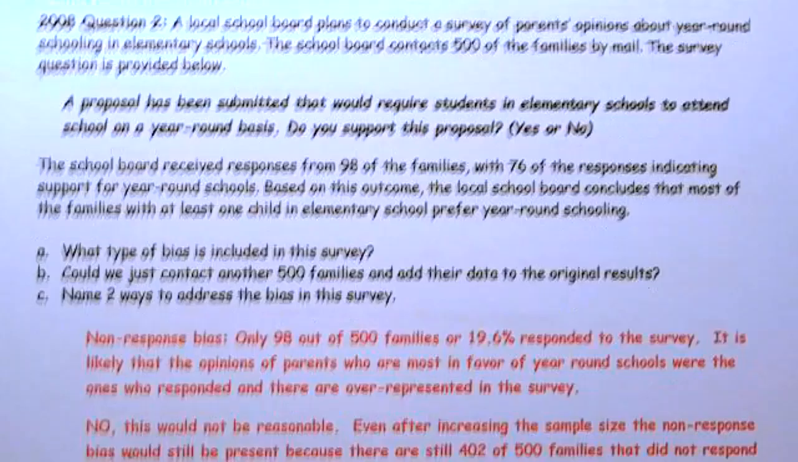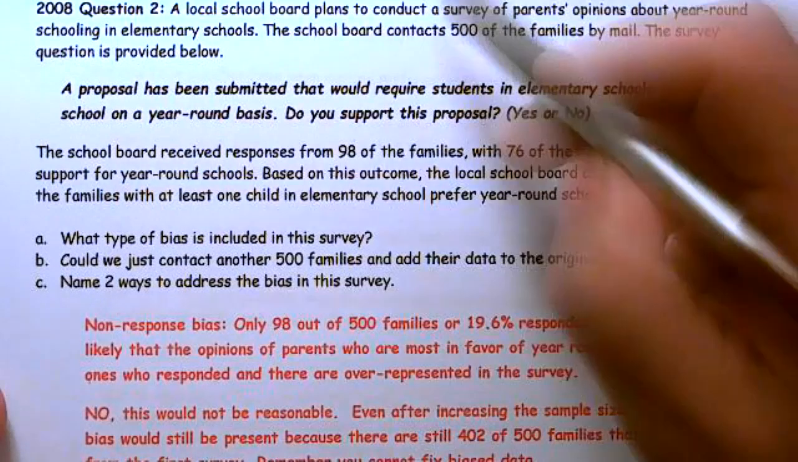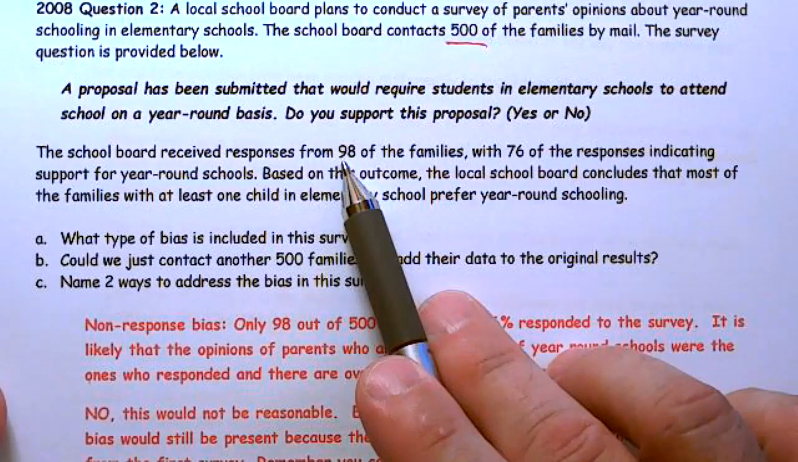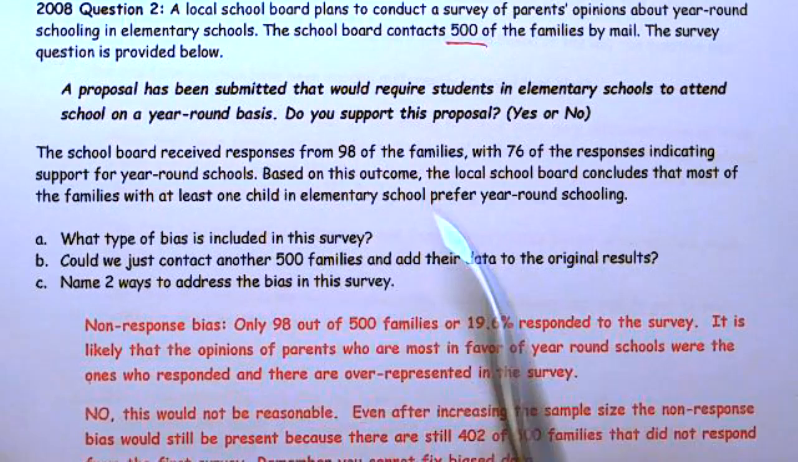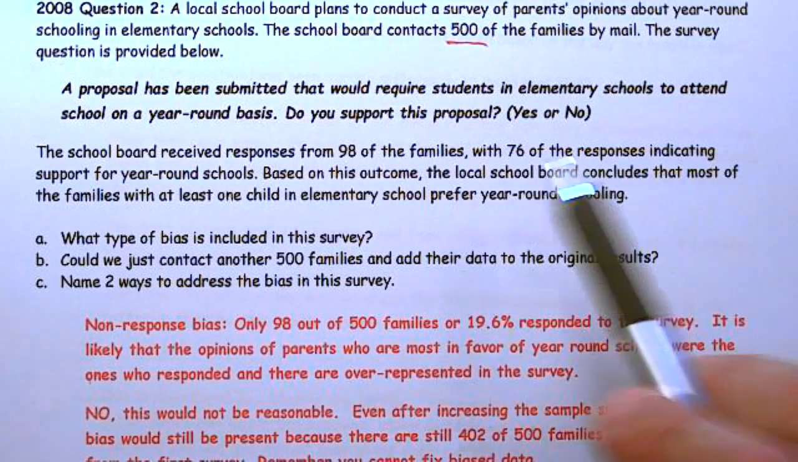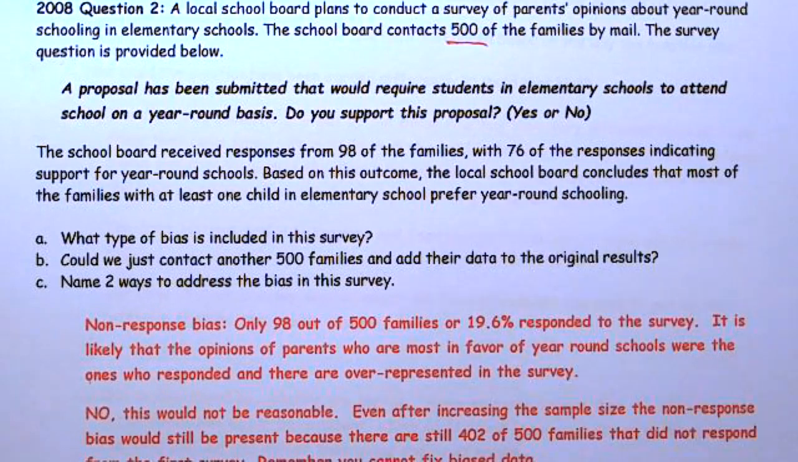But of the 500 they sent out, the school board receives responses from 98 of the families. Whoa. We only received 98, so that's starting to sound like non-response bias. And 76 of the responses indicated support for year-round schools. Based on the outcome, the school board concludes that most of the families with at least one child in elementary school prefer year-round schooling. What type of bias?